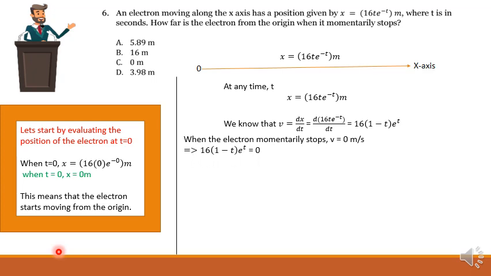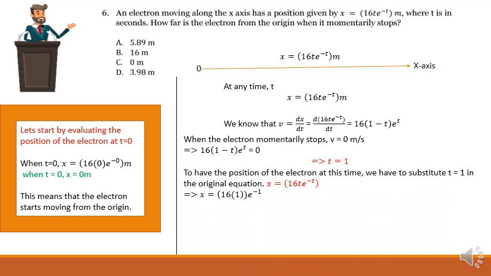Now, why are we differentiating? We know that when the electron momentarily stops, it means that the velocity of that electron becomes 0. So we need to find the time when it stops. And when it stops, v is 0, meaning that we equate this velocity to 0. When the electron momentarily stops, v is equal to 0, meaning that the equation of v, 16 into 1 minus t times e raised to the power of t, is equal to 0.